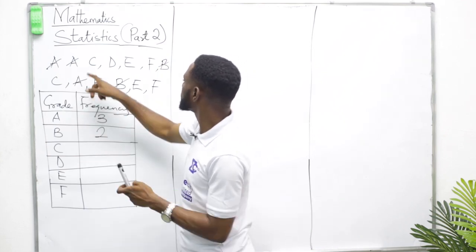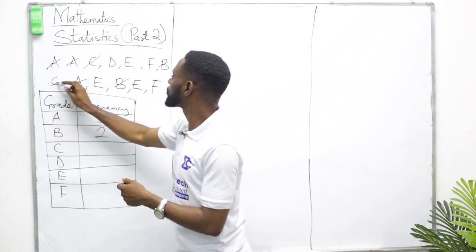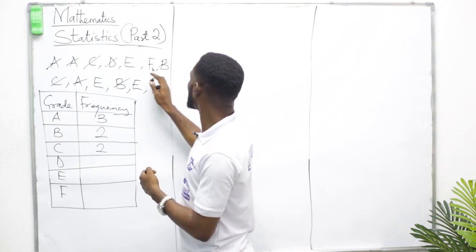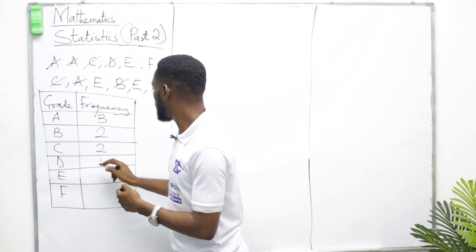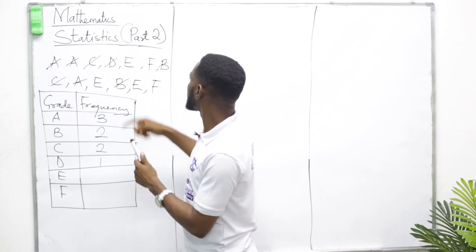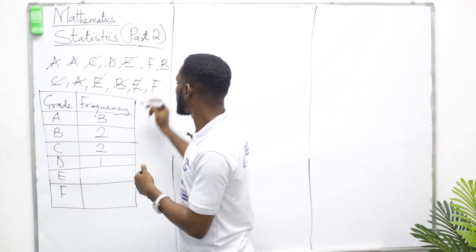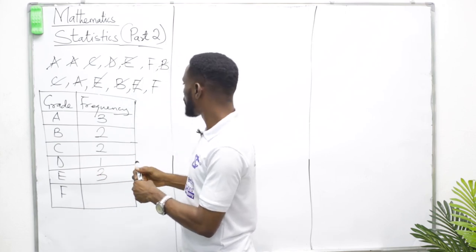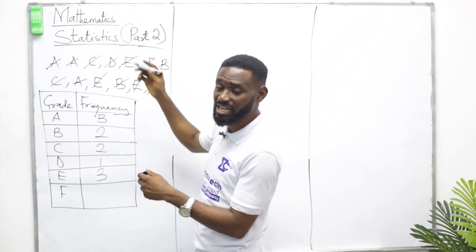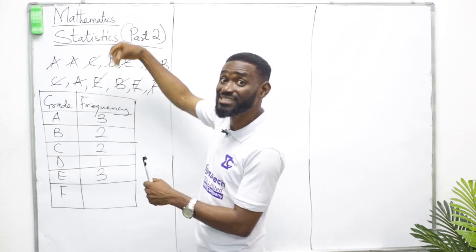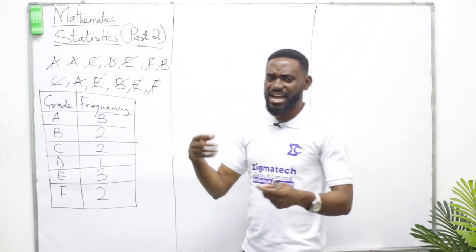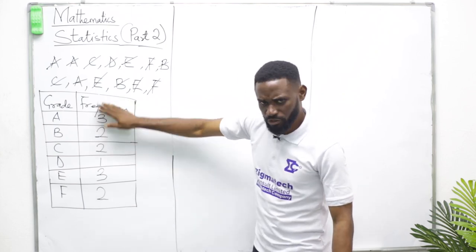We look at C. We have C1, C2. We look at D, we have D1, no other D, so D is 1. We look at E, E is 1, 2, 3. So this is 3. Then we look at F, we have 1, 2. Always make sure you strike as you get, as you fetch to put in the frequency table. It will help you not to repeat it again, okay? So this is 1, 2. So this is 2.